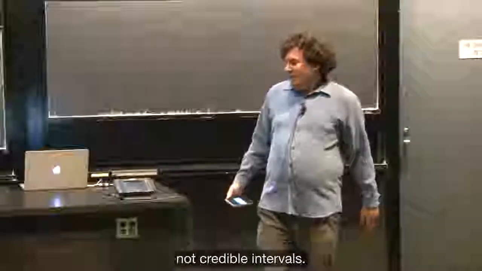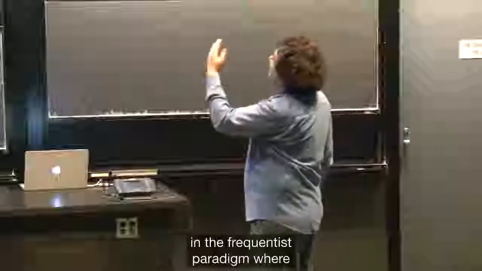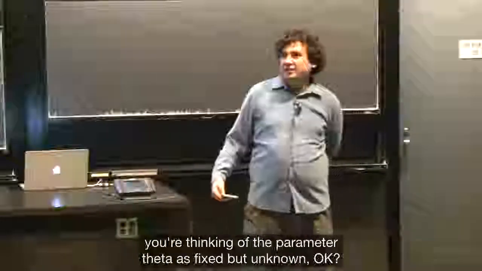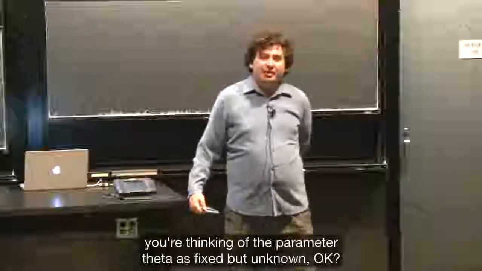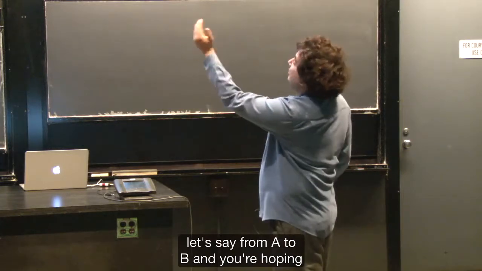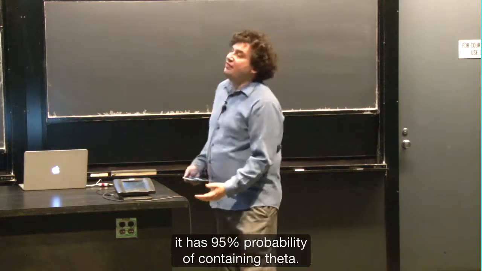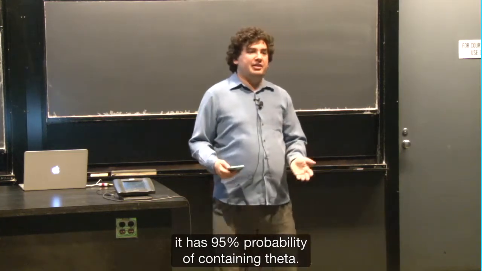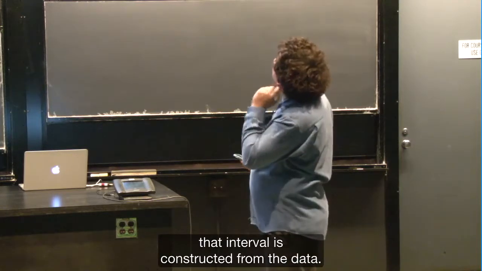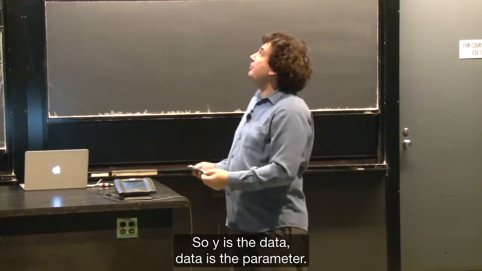A confidence interval, by definition, is in the frequentist paradigm, where you're thinking of the parameter theta as fixed but unknown. You're coming up with an interval from, let's say, A to B, and you're hoping it has 95% probability of containing theta. The problem, though, is that of course that interval is constructed from the data. So the endpoints A and B are both functions of y. So y is the data, theta is the parameter.